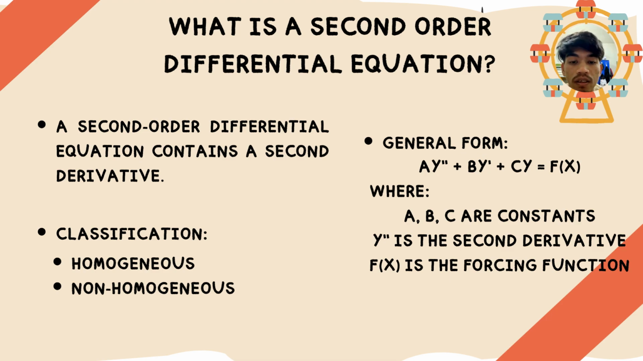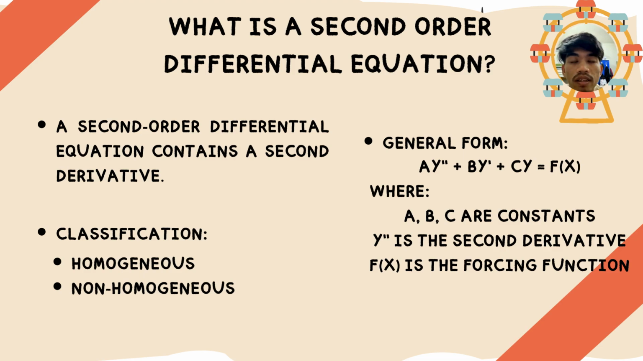For the next slide, we are going to look into second order differential equation. To put it simply, what defines a second order differential equation is that it contains a second derivative, denoted here as y double prime. If you look at the slide, this is the general form that we use to represent it. A y double prime plus b y prime plus c y equal f of x.